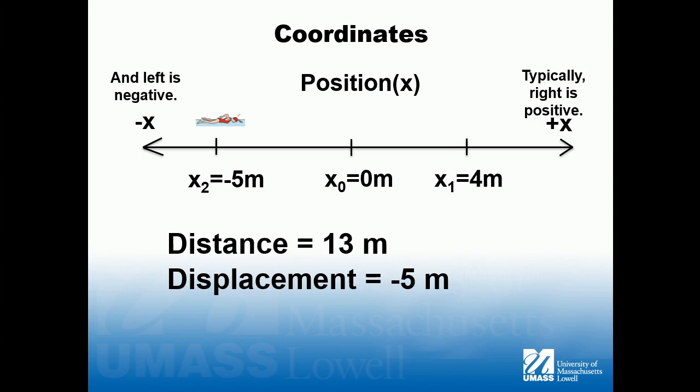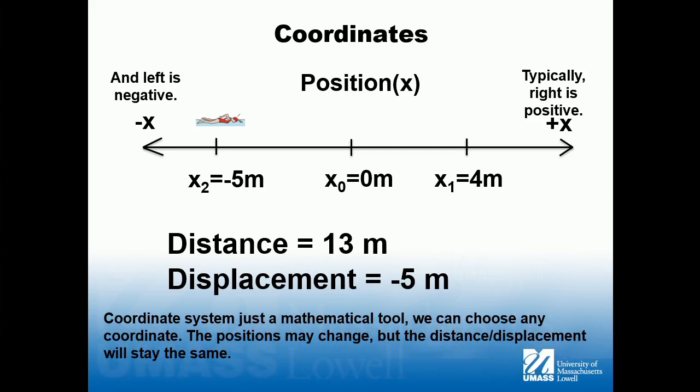And this choice of coordinate system, this choice of what I call 0, is completely up to me. If I chose a different 0, like if I chose that to be 0, then this person started with an initial position of +5. So their displacement at the end of that motion is still -5.